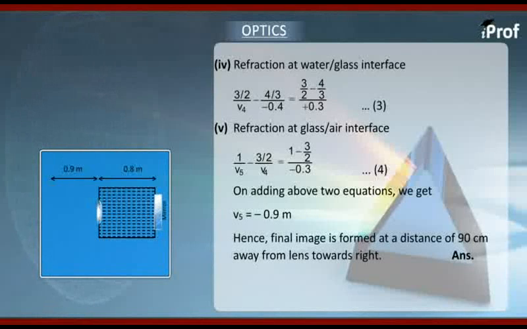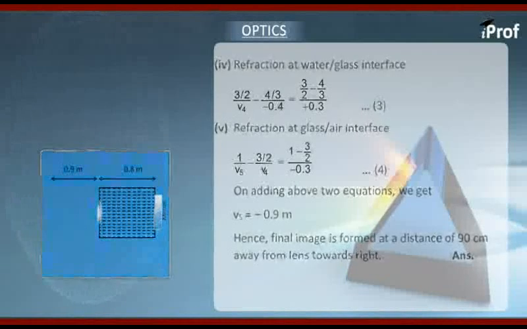Now the position of the final image, that is v3, we are denoting it over here, it is minus 90 cm. Minus 90 cm means the image is formed towards the right at a distance of 90 cm from the lens. Hence we conclude the final image relative to the lens is formed at a distance of 90 cm towards the right.